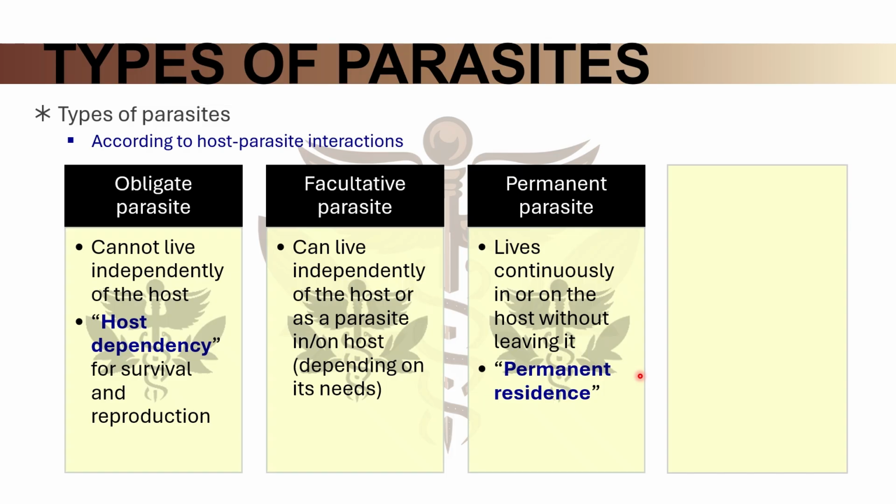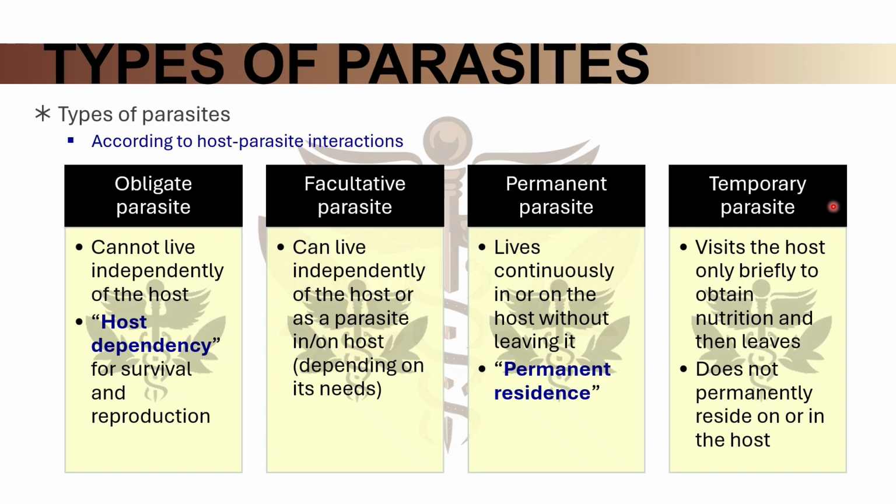With dependence being their shared similarity, we can establish that permanent parasites are a subset of obligate parasites. We can also establish that all permanent parasites are obligate parasites, but not all obligate parasites are permanent parasites. Pause the video here and listen to that sentence again.